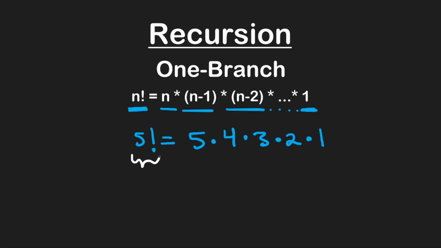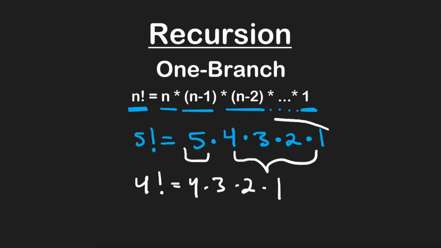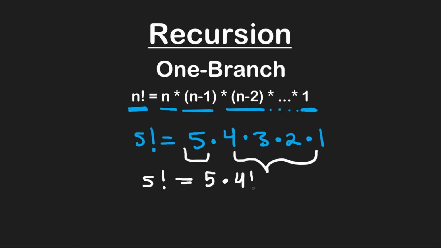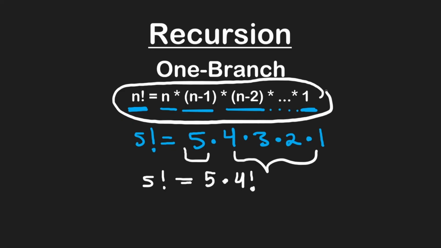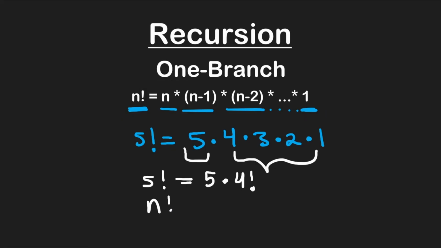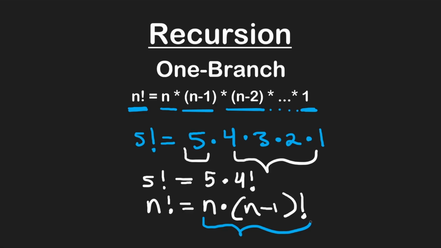Notice how 5 factorial is the same as 5 times 4 factorial, because we know 4 factorial is going to be 4 times 3 times 2 times 1, and we see that repeated over here. So another way of representing 5 factorial is to say 5 factorial is equal to 5 times 4 factorial, or the general equation, which we've written up above, would be to say n factorial is equal to n times n minus 1 factorial.